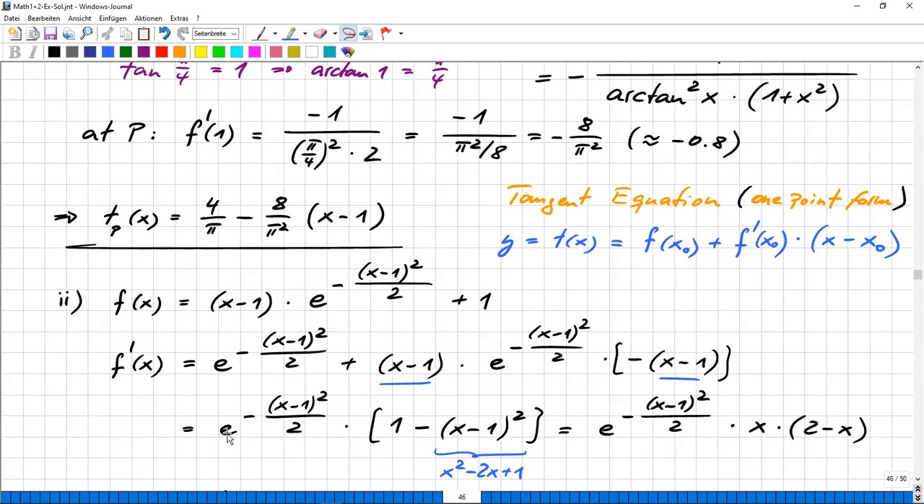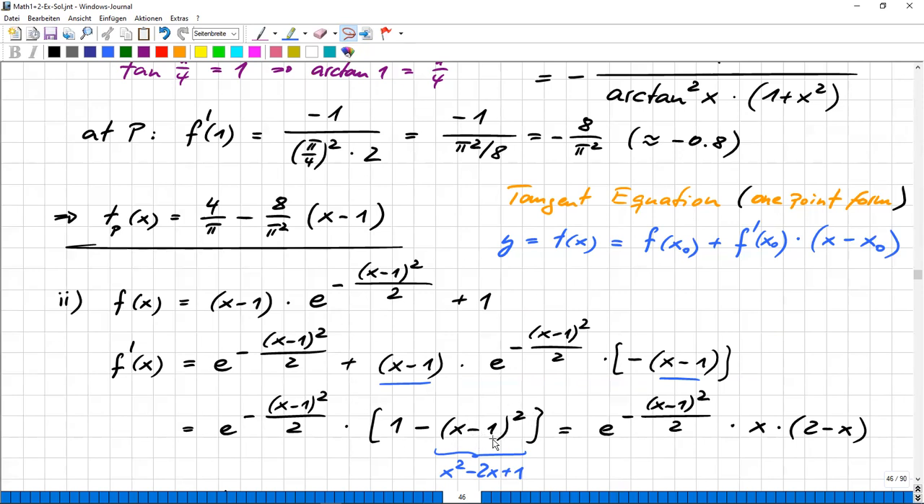The same exponential times negative parentheses x minus 1, but as you see from our product rule result, we have the same factor of x minus 1 again here, underlined in blue. So it's this one squared. And that's the correct transformation of this whole expression.